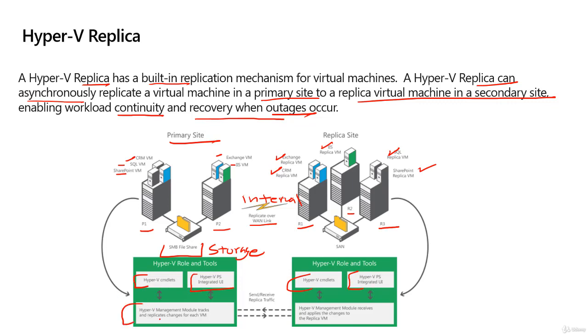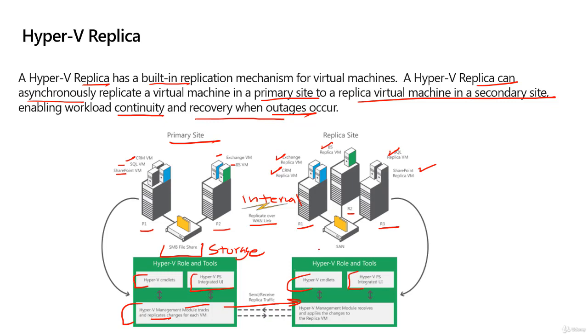There's also a Hyper-V management module that tracks and replicates changes. So all that happens, you perform your initial replication. After your initial replication, this management module just tracks changes that occurred since the last replication. Whatever your replication interval actually is, it then just replicates those changes. So across your WAN link, you just send that replication traffic to the servers in your replica site.